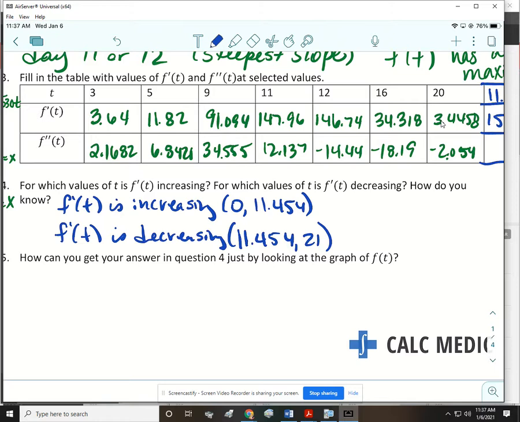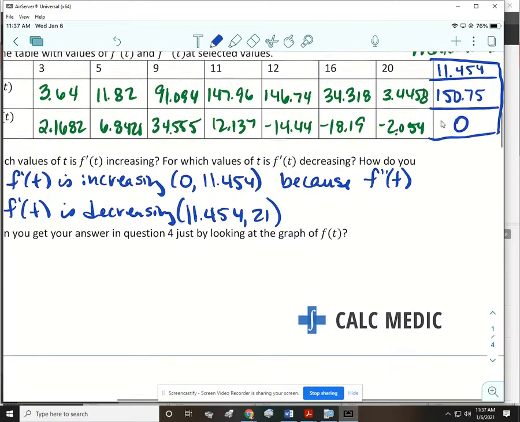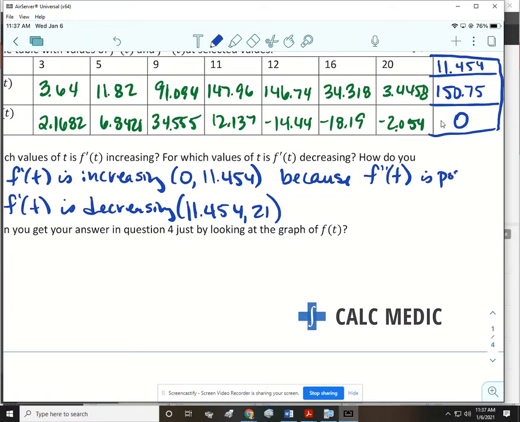So our reason is because f double prime of t is positive, and then because f double prime of t is negative.